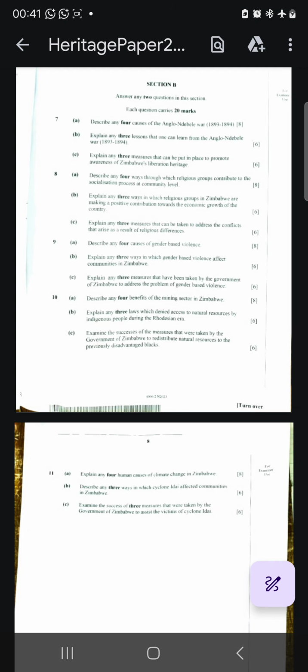So 8c, explain any 3 measures that can be taken to address the conflict that arises as a result of religious differences. We solve issues that may arise when people quarrel due to religion. There is the issue of splits, and with some splits you hear that someone might be killed. Yes, we've seen it in churches. I used to attend Anglican, where we had a split. I think AFM also split. It happens in churches, and the cases end up involving police and courts.